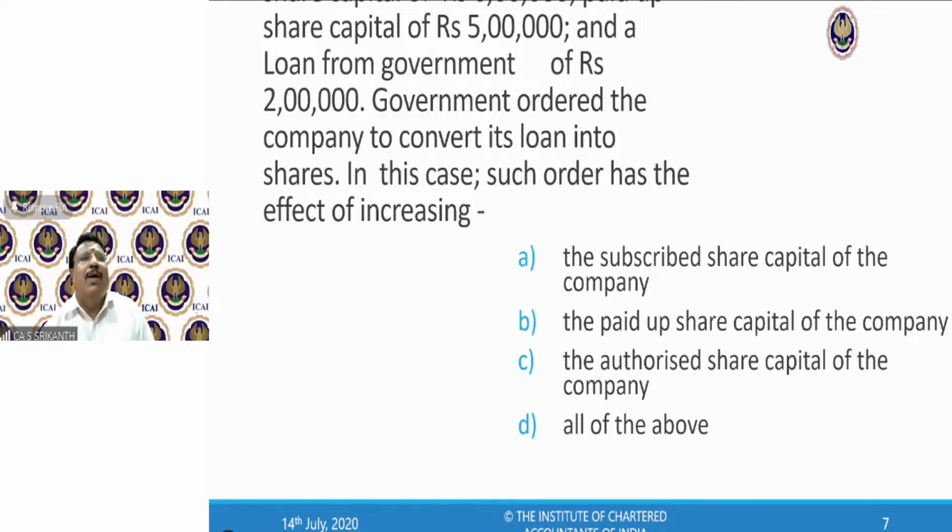Right. Now, once the government passes an order for converting its loan into shares, the government will have the power. Because after all, who is the government? It is the ministry, whichever ministry it is. They have the power. So that order will have the effect of increasing authorized, paid-up, and subscribed capital of the company.